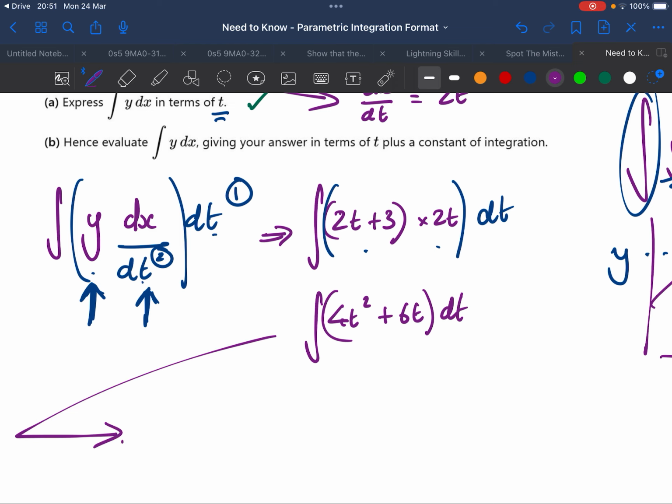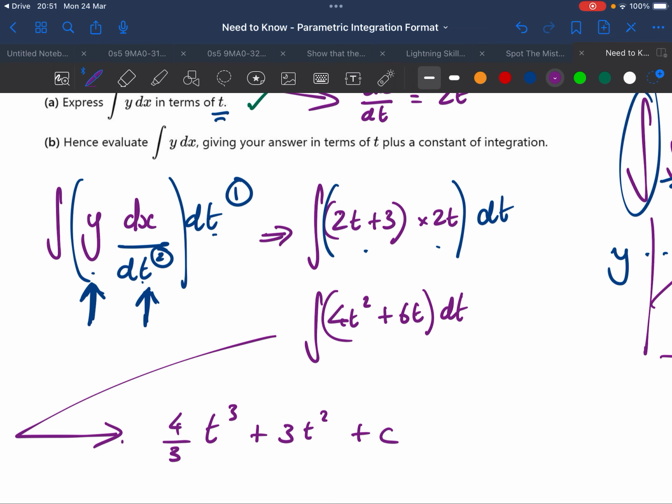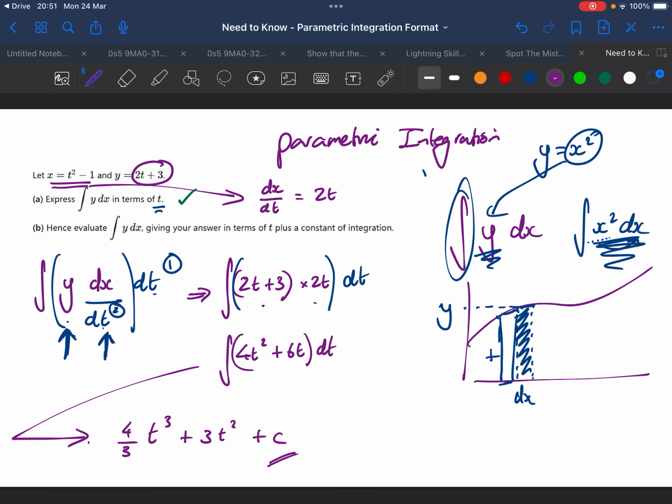So let's go over here. We're going to do t cubed, 4/3 of that, plus, let's do 3t squared. And this was an indefinite integral, so plus c. Okay, so that's how I remember the format of how to set things up for parametric integration.